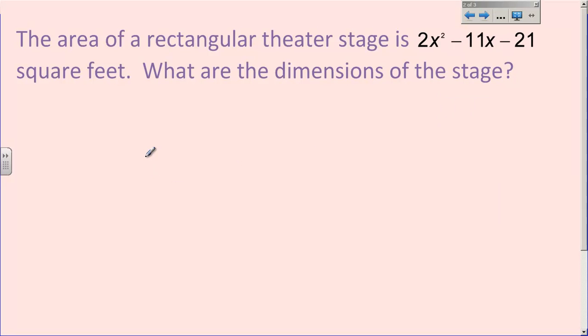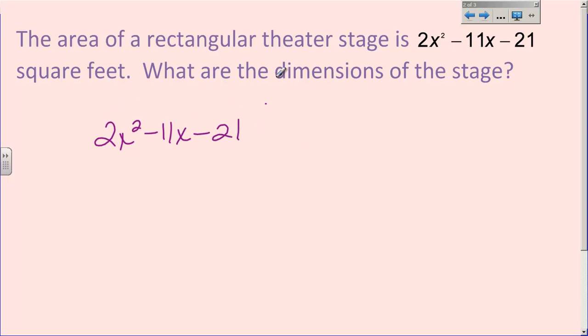The area of a rectangular theater stage is 2x squared minus 11x minus 21 square feet. What are the dimensions of the stage? This is the area of the stage. If I factor this into its two parts, it will give me the length and width of the stage, so it will give me the dimensions. So I'm going to take this 2x squared minus 11x minus 21 and factor it. I'm going to factor using the AC method.